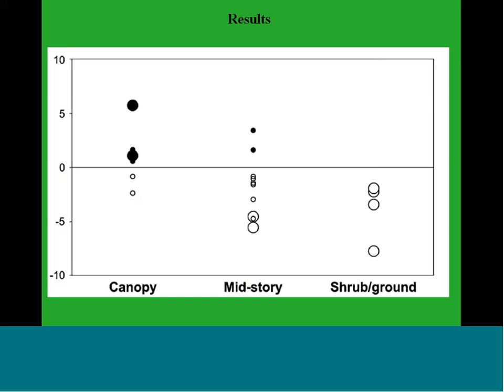The large circles represent significant declines or increases, and the small circles are just trends that are not significant. Again, we can see that the mid-story and the shrub and ground birds are the ones that are declining, whereas the canopy birds are the ones that are significantly increasing. There are no mid-story birds or shrub and ground birds that are significantly increasing, and there are no canopy birds that are significantly decreasing. Next slide.